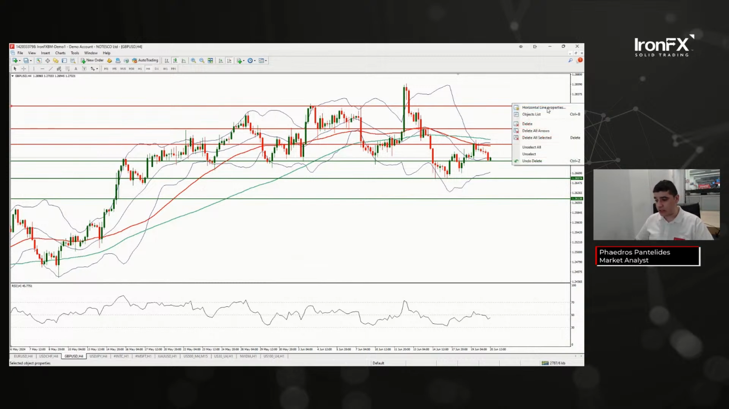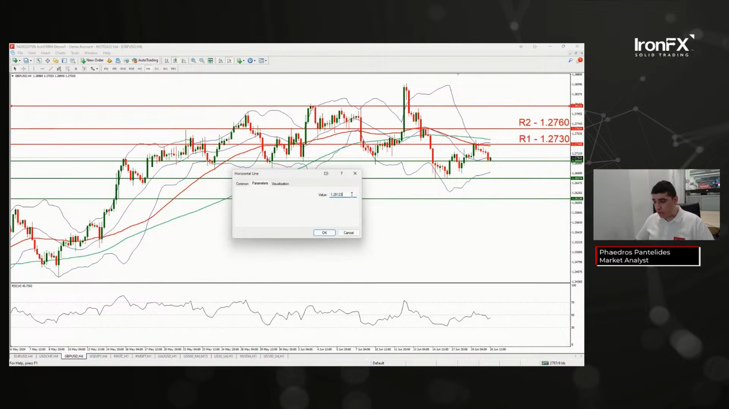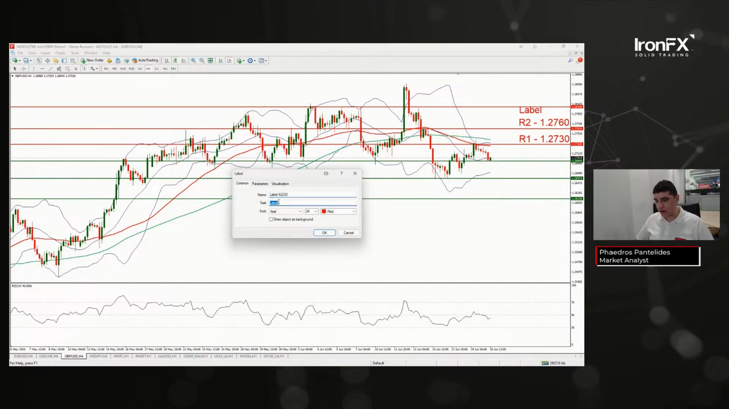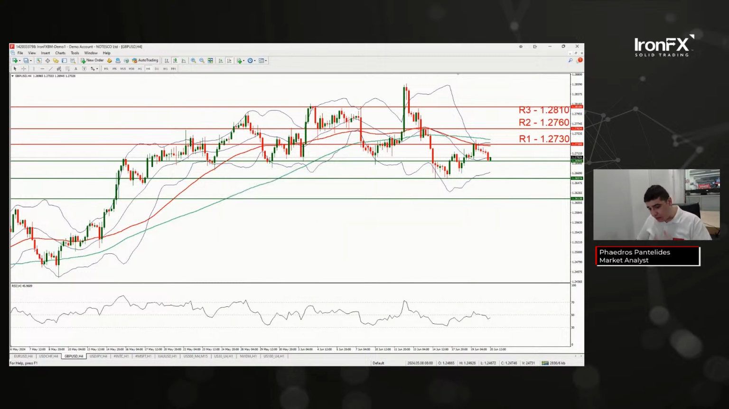But let's finish off with our text labels. For our R3, we have 1.2810. And let's add that text label in as well. So finishing off with our resistance lines, 1.2810. So today we will be doing something a little bit different. We will be dropping down to the 15-minute time frame, looking at potential support and resistance levels, and then we will be readjusting and looking at a 4-hour time frame for a more macro perspective.